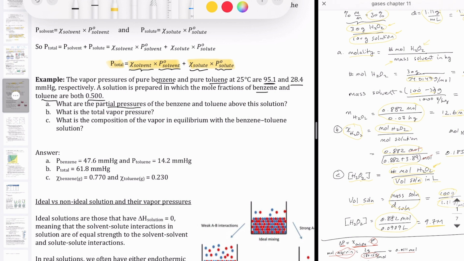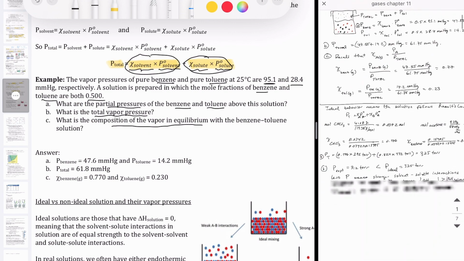The questions are, first, what's the partial pressure of benzene and toluene? We can calculate that using the equations right here, right? Each one of them would correspond to one of those compounds. And then what's the total vapor pressure? We just need to add those two numbers together. And then the last thing is, what's the composition of the vapor in equilibrium with the benzene toluene solution? So that question you have to think a little bit about.